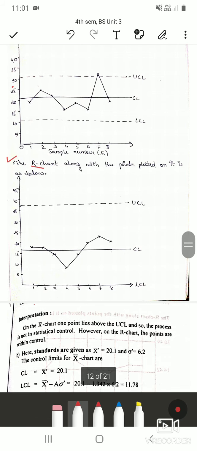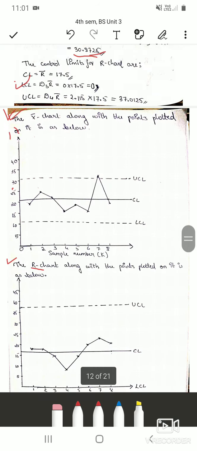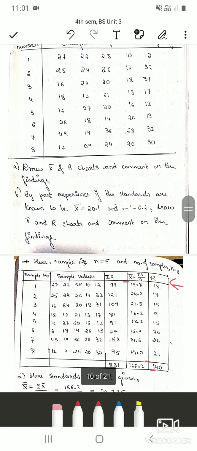Therefore, we can write the interpretation as, in the R chart, the points are within control, and coming to the X bar chart, one point lies above the upper control limit, so the process is not in statistical control. If you solve till here, you will get 15 marks.